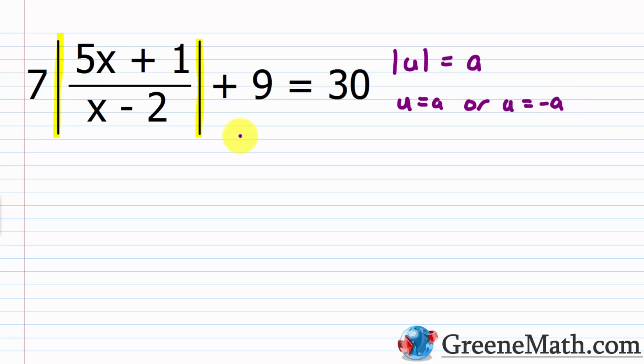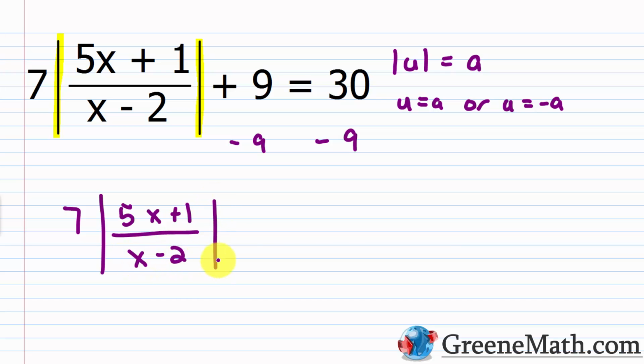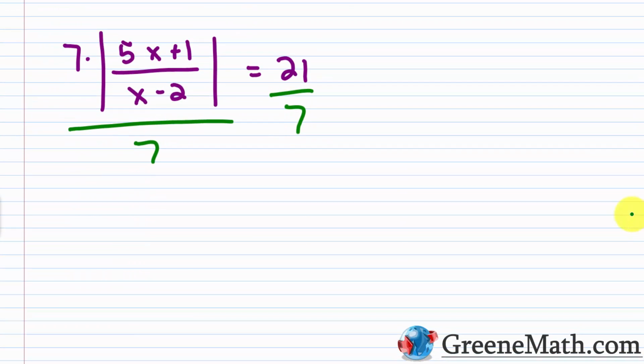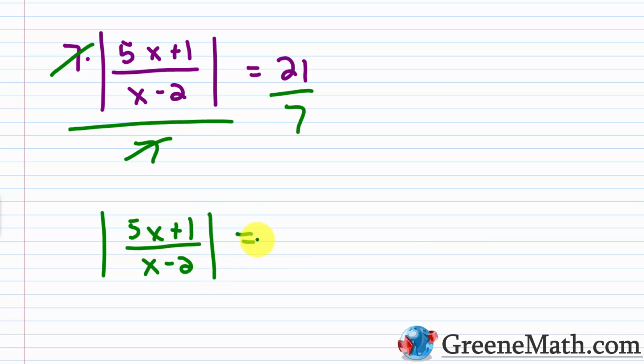So what can we do? Let's just subtract 9 away from each side of the equation. We're going to have that 7 times the absolute value of 5x plus 1 over x minus 2 is equal to 30 minus 9, which is 21, okay? So 7 is multiplying this absolute value operation. So let's divide both sides by 7, and that's going to get us to what? This cancels, and we have the absolute value of 5x plus 1 over x minus 2 is equal to 21 over 7, which is 3, okay?